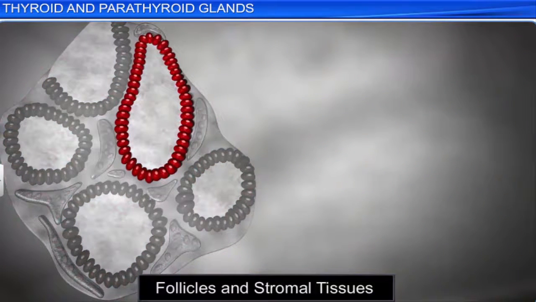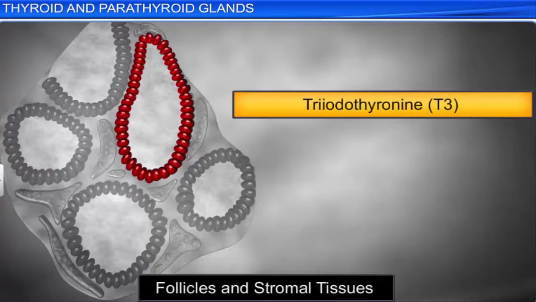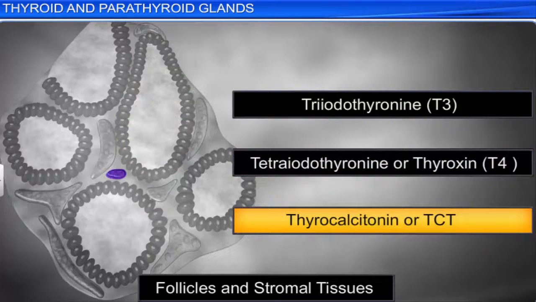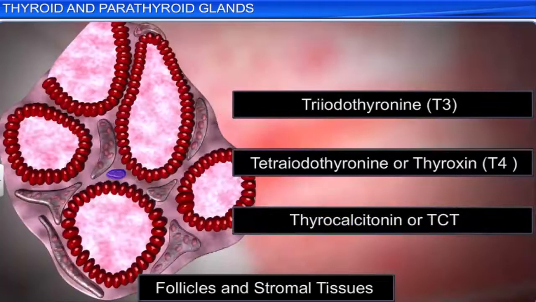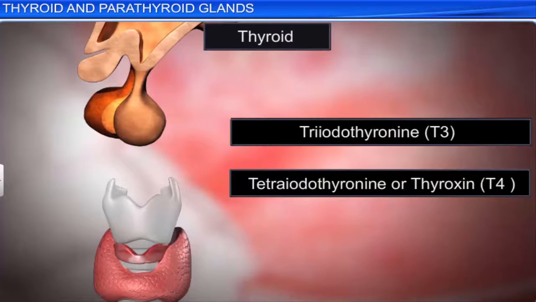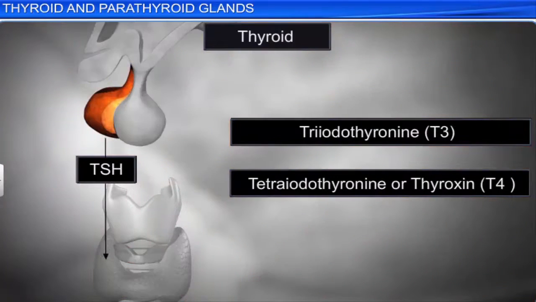The thyroid follicular cells produce two hormones, namely triiodothyronine or T3, tetraiodothyronine or thyroxine or T4, whereas the parafollicular cells scattered between the follicles and the stroma produce thyrocalcitonin or TCT. The synthesis and secretion of T3 and T4 hormones is regulated by the thyroid stimulating hormone or TSH produced by the anterior pituitary gland.